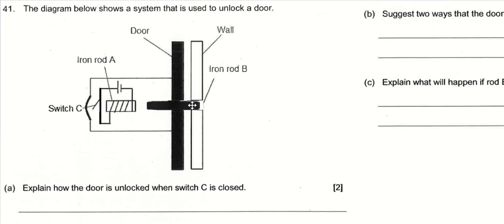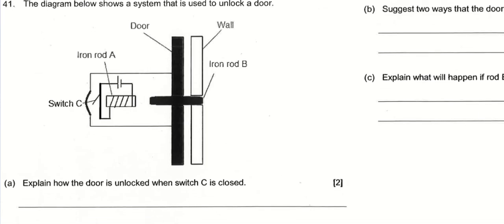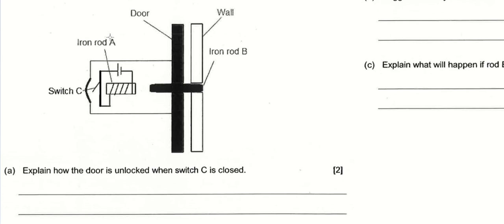But before that happens, it closes the door. You can't swing the door open. Okay, so explain how the door is unlocked when the switch C is closed. So when switch C is closed, how does it unlock the door? So like I've explained just now. Now how do you write it in words?